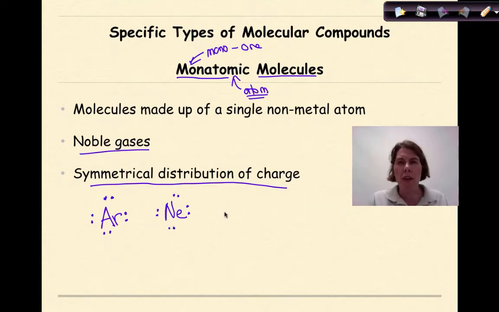The only one that sort of violates this is helium, which is also a noble gas, but it only has 2 valence electrons. According to the 2n squared rule, that's the maximum number of electrons that particular shell can hold. Therefore, it's considered as having a symmetrical distribution of charge also.